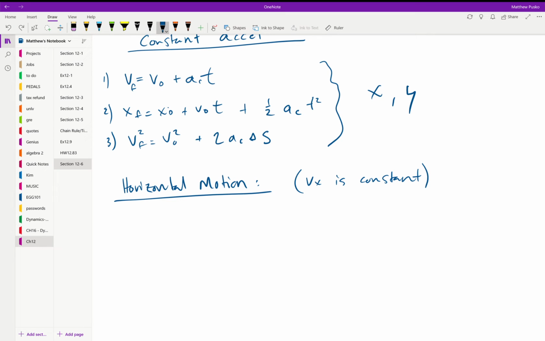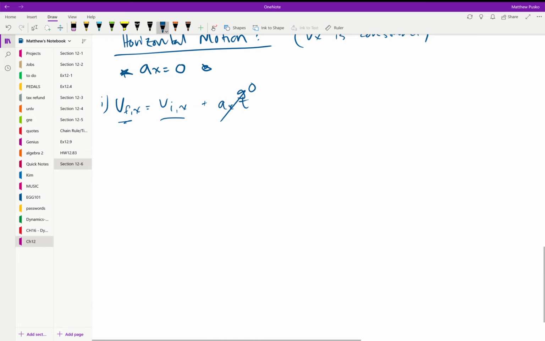And okay, since the velocity is constant, we can say the acceleration in the x direction is equal to 0. And that makes our first equation just the velocity final in the x direction is equal to the velocity initial in the x direction. And then we had this plus the acceleration in the x direction times time, but that's equal to 0. So we just proved, boom, that the velocity is constant.